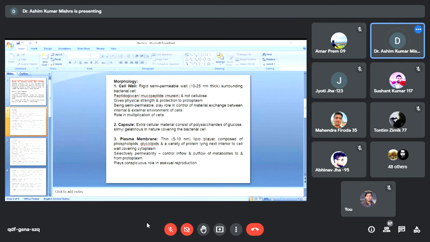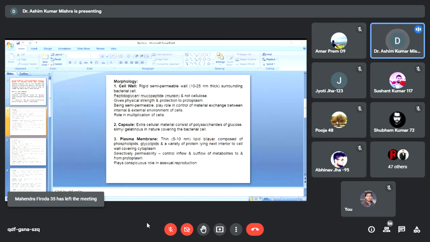So these secondary metabolites are also exploited and utilized as antibiotics against microorganisms like bacteria, and in the case of fungi also, because they are toxic in nature. Then the plasma membrane also plays a very conspicuous, very clear role in sexual reproduction.